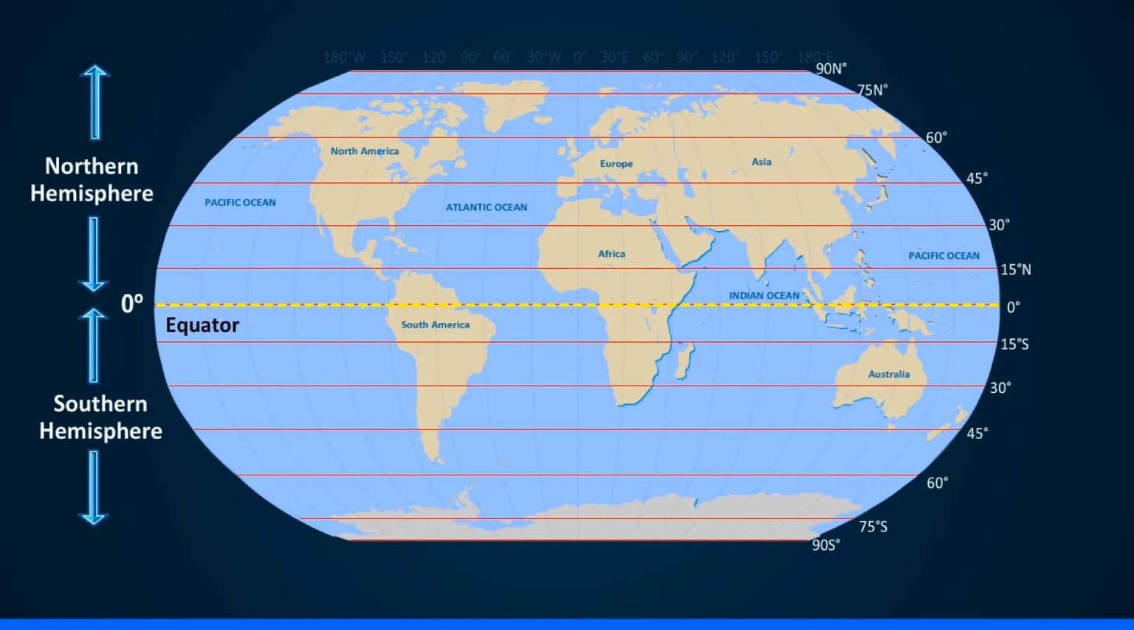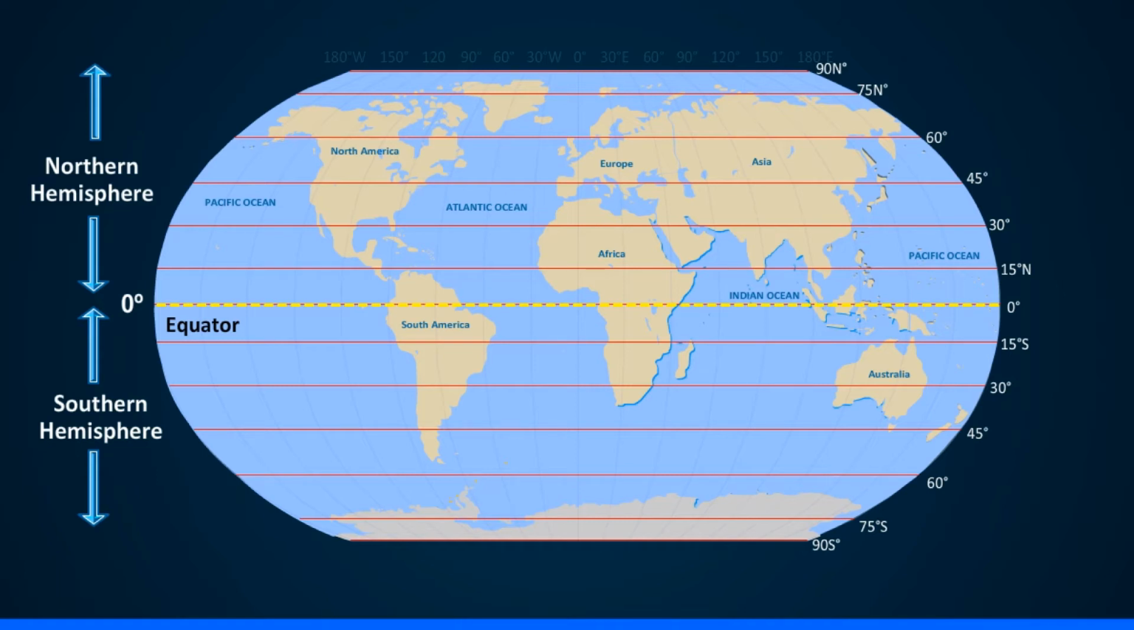All the latitudes are measured as angles from the center of the Earth, north or south of the equator. Latitudes are also called parallels of latitude because they run parallel to each other. The greatest circle is the equator and the latitudes get shorter as you move north or south of the equator. At the poles, they become points.